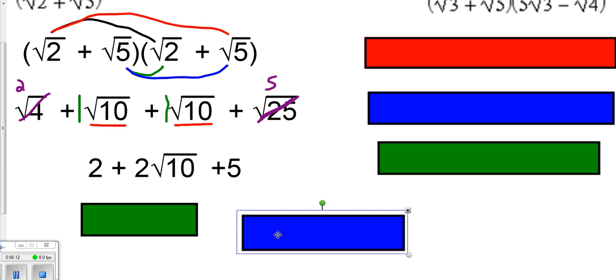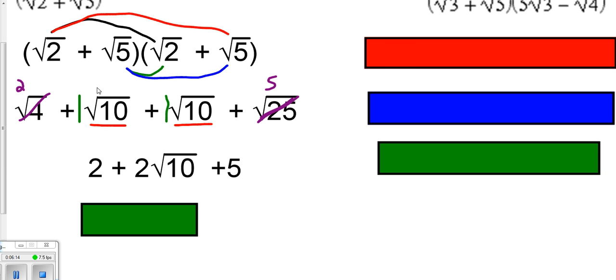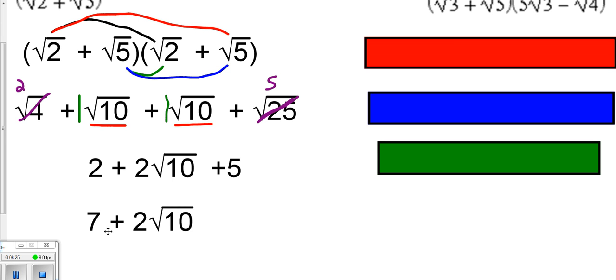So we've got 2 plus 2 square roots of 10, here's 1 and here's 1, plus 5. In the end, 2 plus 5 can simplify to 7. So we'd have 7 plus 2 square roots of 10 as our final answer.